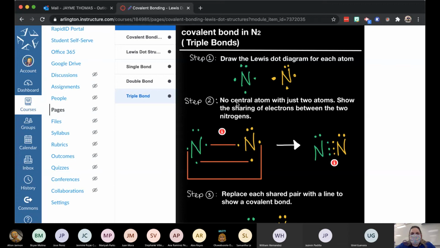Now, here's the thing. Anytime you only have 2 atoms, there is no central atom. It's just 2 atoms that are going to be connected by a bond. That's kind of a tricky thing, sometimes people ask, what's the central atom? Well, in order to have something in the center, you have to have at least 3 things, because you have to have 1 thing on each side and 1 thing in the middle. But since there's only 2 atoms here, there is no central atom. They're just both going to be connected by their covalent bonds.